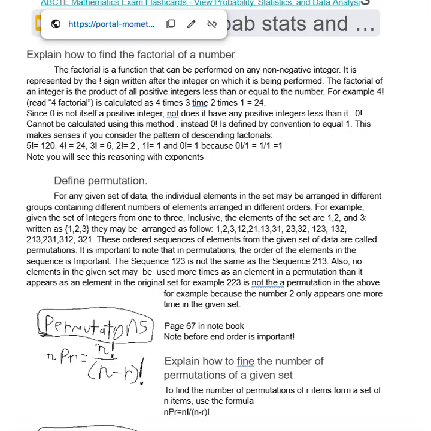Complicated wording, but basically it translates to: there should only be one of each thing. If there's more than one, it's not unique. It needs to be unique. For example, 223 is not a permutation in the above example because the number 2 appears twice, one more time than it should in the given set.